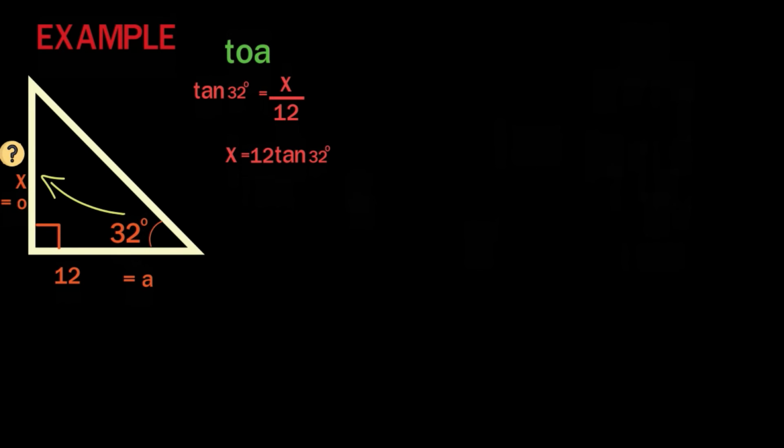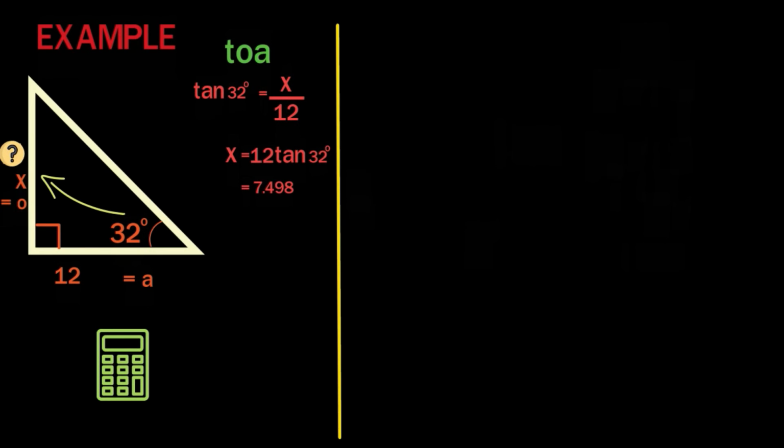So 12 multiplied by tangent 32, use your calculator, you will get 7.498.